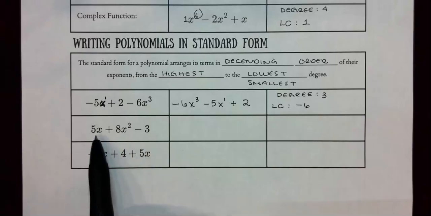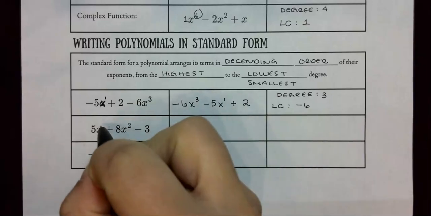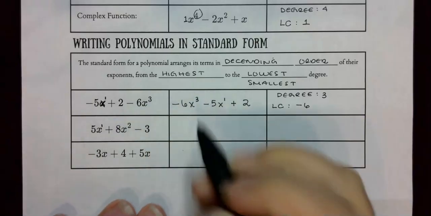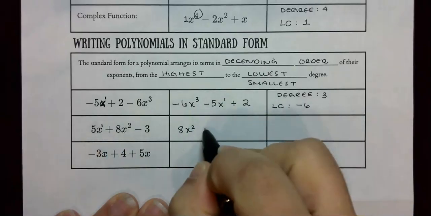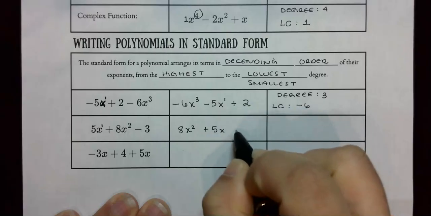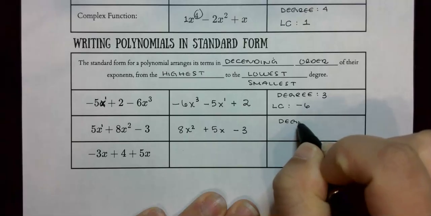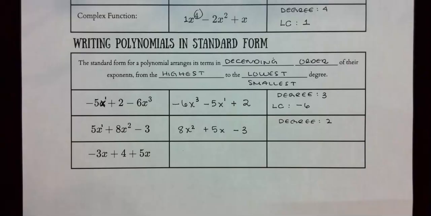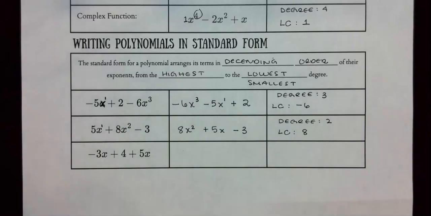But let's look at the second one. Notice that we have nothing but x's here. The highest exponent here is a 2. So that one's going to go first. And remember, if you just have a variable with no exponent, it's an automatic one. So for this one, it's a positive 8x to the 2nd. Then comes the positive 5x minus 3. And for this one, we get to say that it has a degree of 2, which makes it a quadratic function, and then our leading coefficient is an 8.